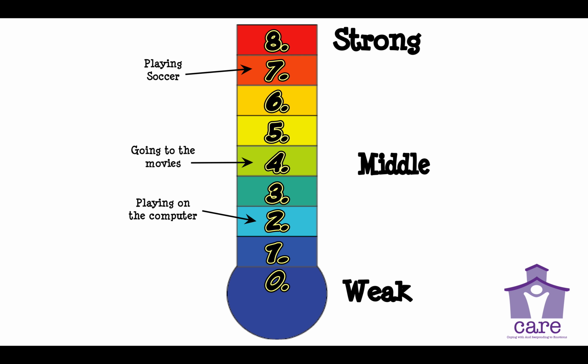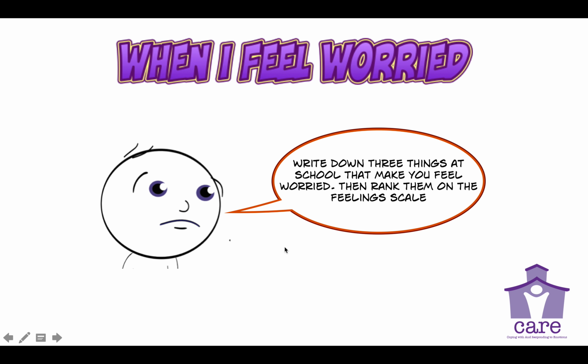You might notice it looks very similar to the one that we've been self-monitoring with every week, or every day of the week. So down here at the bottom, a 0 would mean this is a pretty weak emotion. 4 or 5 would be a moderate emotion, and then a 7 or 8 is going to be a really strong emotion. So Momo's ranked them. He's got playing soccer is a 7, going to the movies is a 4, and playing on the computer is a 2.